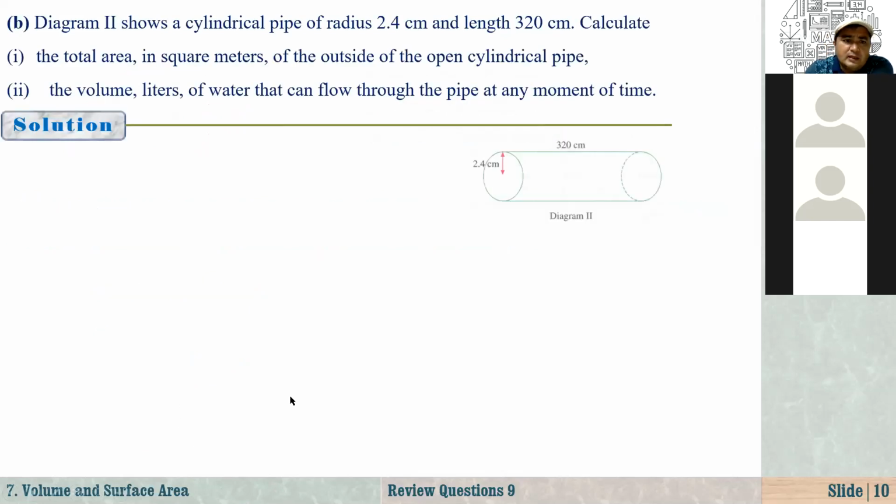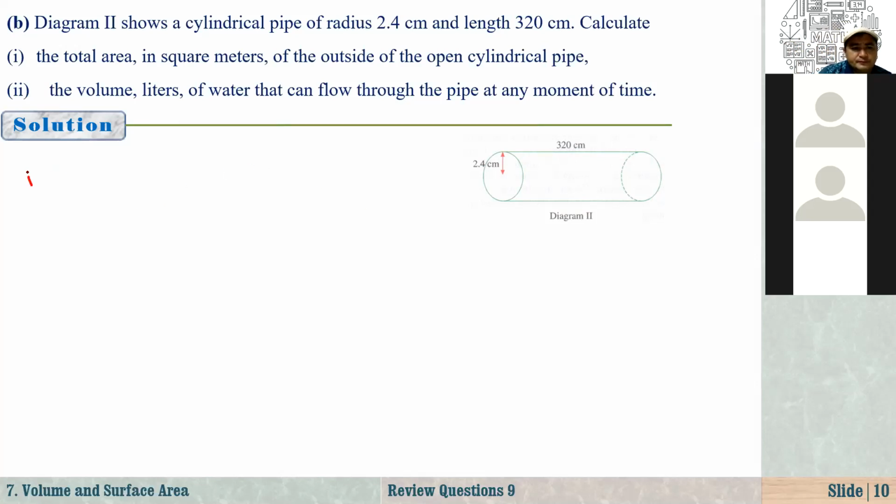All right. Next, question B. Diagram 2 shows a cylindrical pipe of radius 2.4 centimeters and length 320 centimeters. Calculate the total area in square meters of the outside of the open cylindrical pipe, and the volume in liters of water that can flow through the pipe at any moment of time. So that means that we also need to find the volume of the cylinder, right?